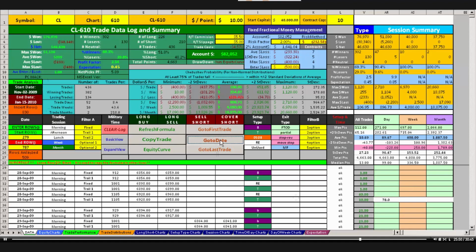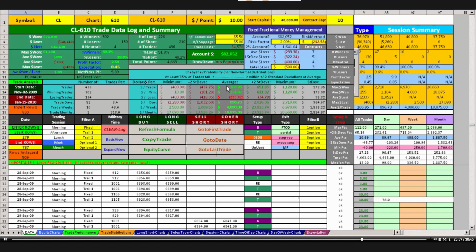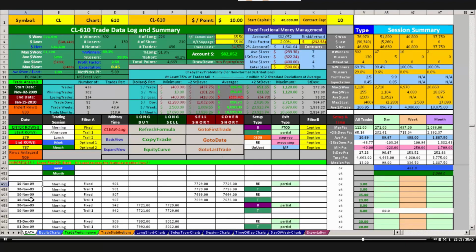So let's go to December 31st? Actually, let's go to November 30th. Let's just look at the month of November. Right, 11/30/09. Now, notice it jumped down to November 30th. But we want to make sure we get all the trades in November. So we want line 460. We want to catch that last trade in November, because it stopped on the first trade on November 30th. So we'll grab line 460 as the last trade, and type that in there, 460, return.